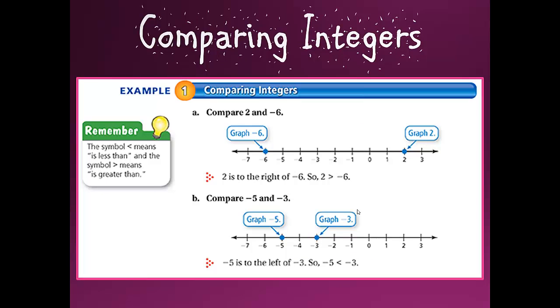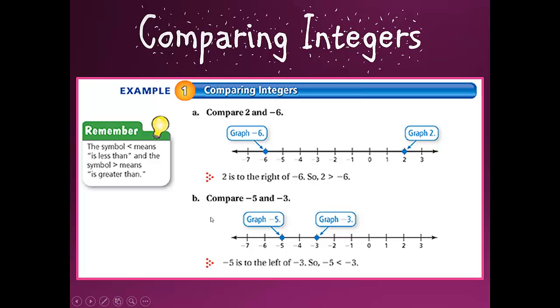Now we are comparing integers. We're going to compare 2 and -6. In order to compare these, we can graph them. So first we'll graph 2 on our number line. We'll put a dot at 2, and then we can put a dot at -6. Remember, as your numbers are going to the left, they're getting smaller, and as you go to the right, your number is getting larger. 2 is to the right of -6, so 2 is greater than -6.